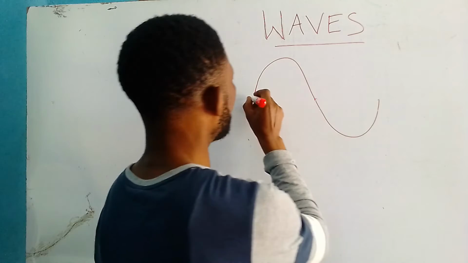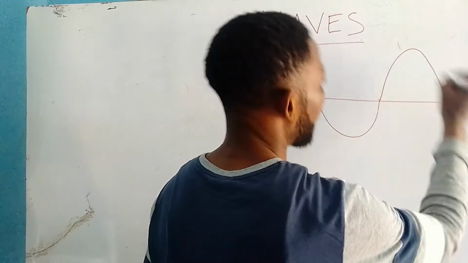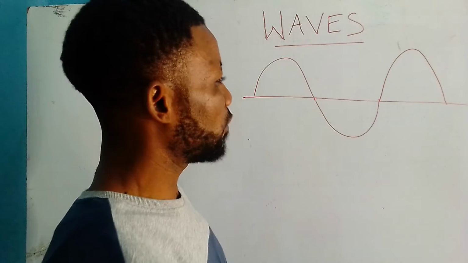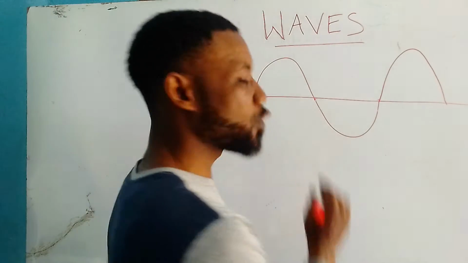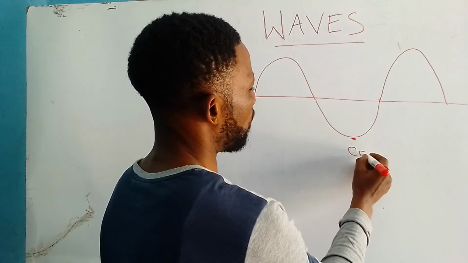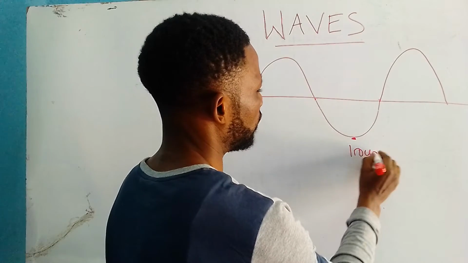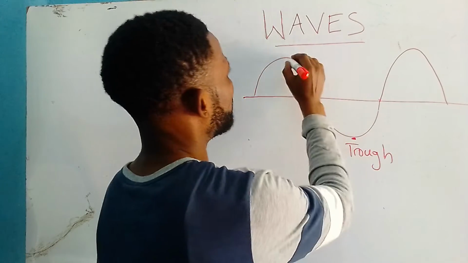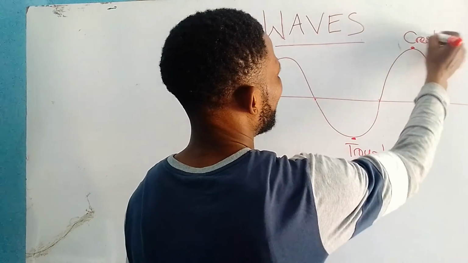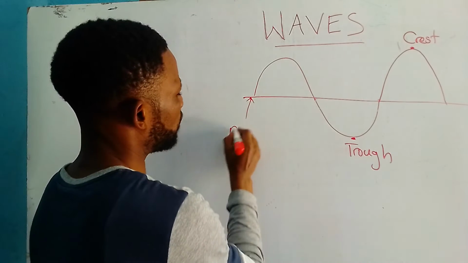Now we can increase it to have more than one wave here. This is 1.5. Now if you look at this diagram, there are a few things I want to define just using this diagram. This is called a crest. This point is called a trough. And this point is called a crest. This line is called the rest position.